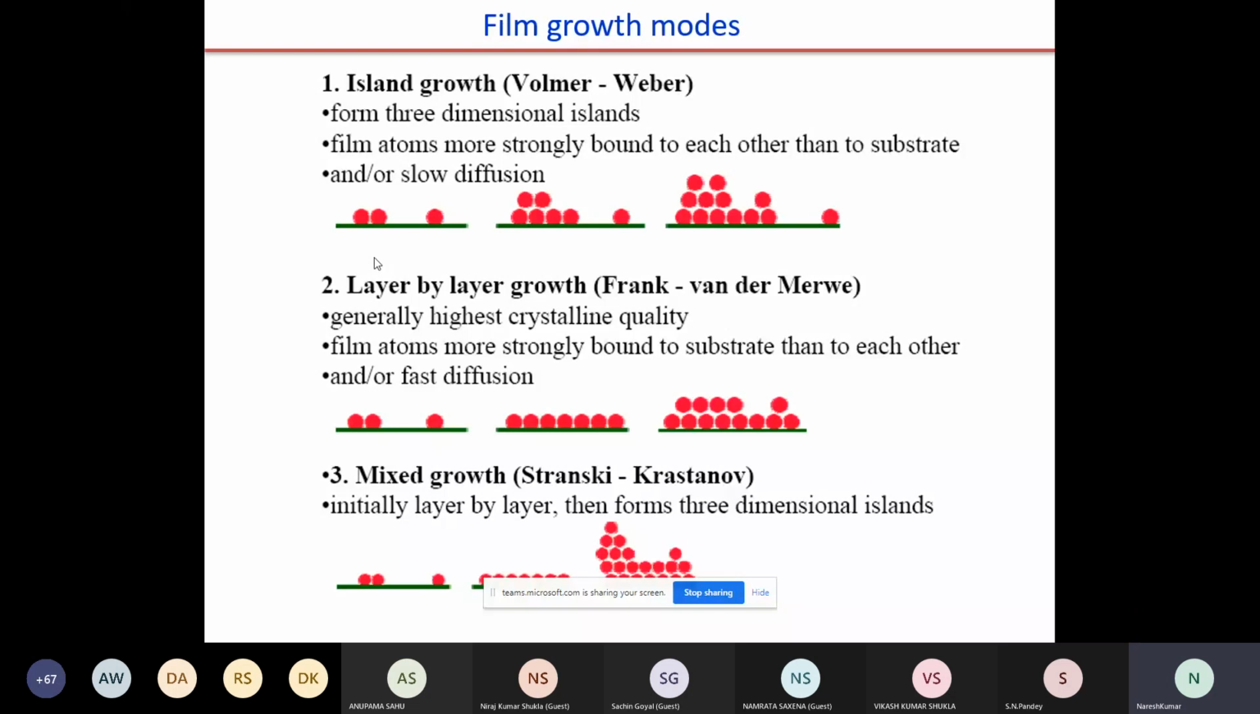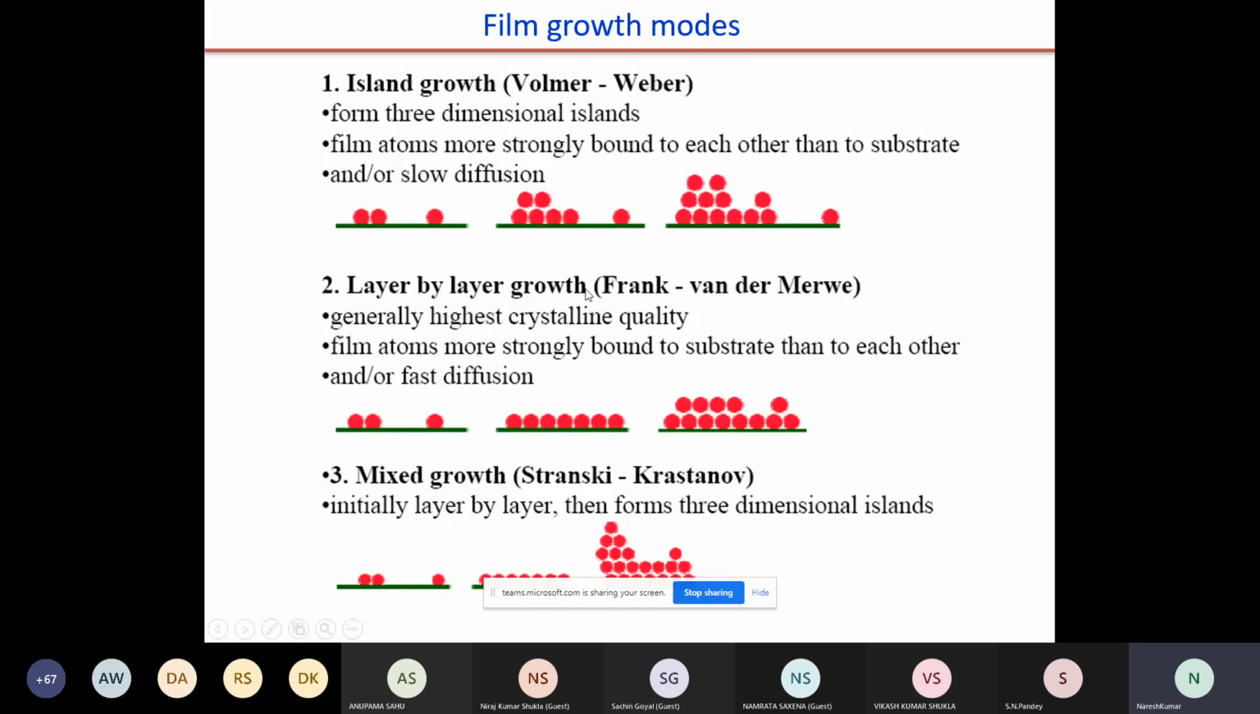When I talk of the island model, it's basically the formation of three-dimensional islands. The important thing here is that the film atoms are strongly bound to each other as compared to the substrate, right? So they first bind with each other, then with the substrate. There is a slow diffusion here, and accordingly this kind of growth occurs.